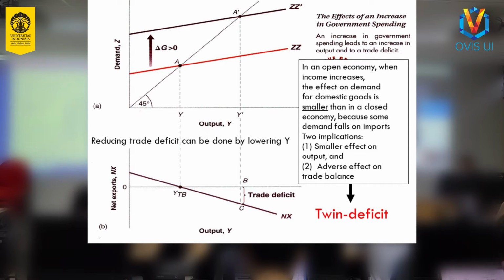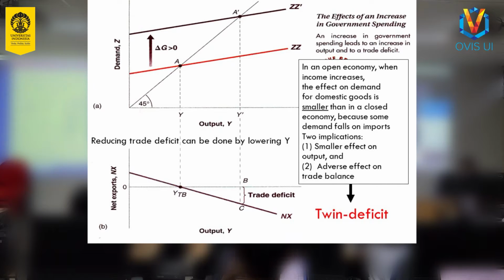Yes, please. Prof, just a quick clarification. What does the curve with the 45-degree angle represent? Oh, that is only indicating the balance between output and demand. You see, the y-axis is demand, the x-axis is output.